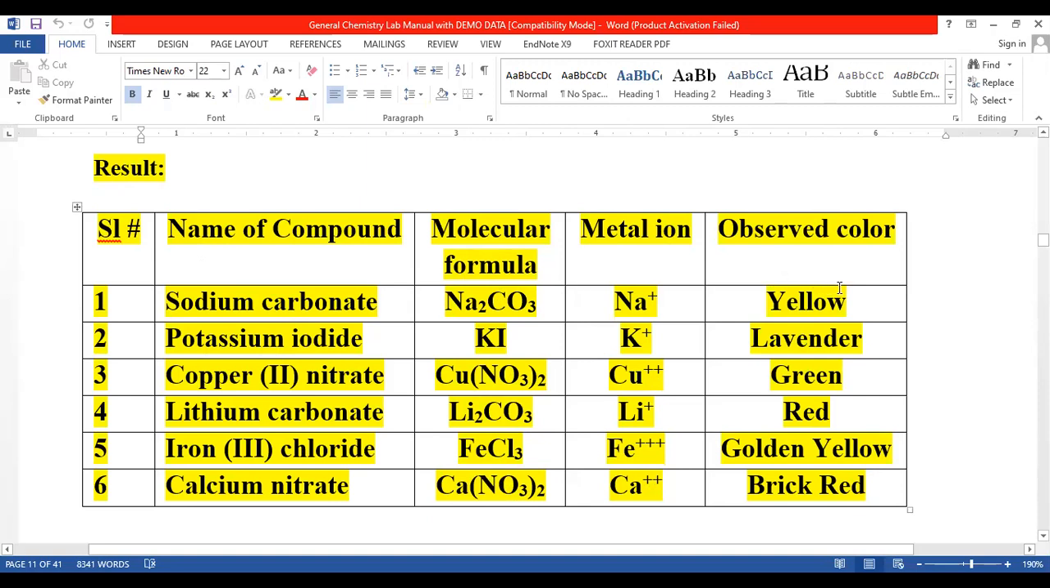So here, what would be the color? Yellow for sodium, lavender for potassium, green for copper, red for lithium, crimson red, golden yellow or sparkling yellow for iron, and brick red for calcium. You can differentiate these two yellows, and you can easily differentiate between the red of lithium and the red of calcium.